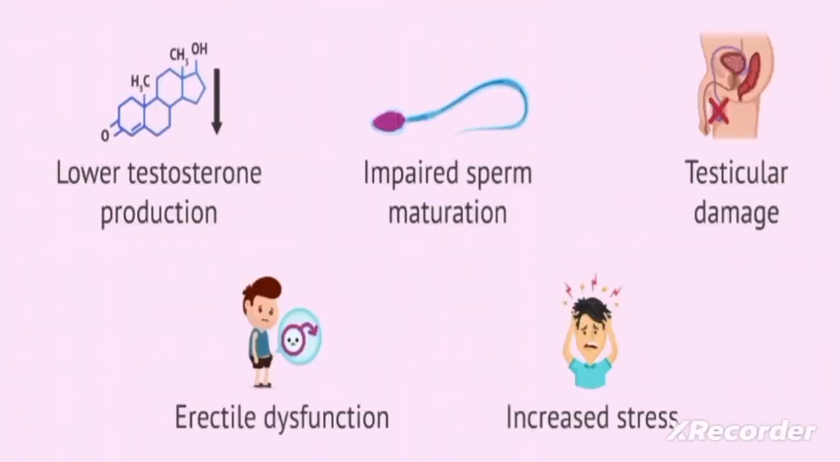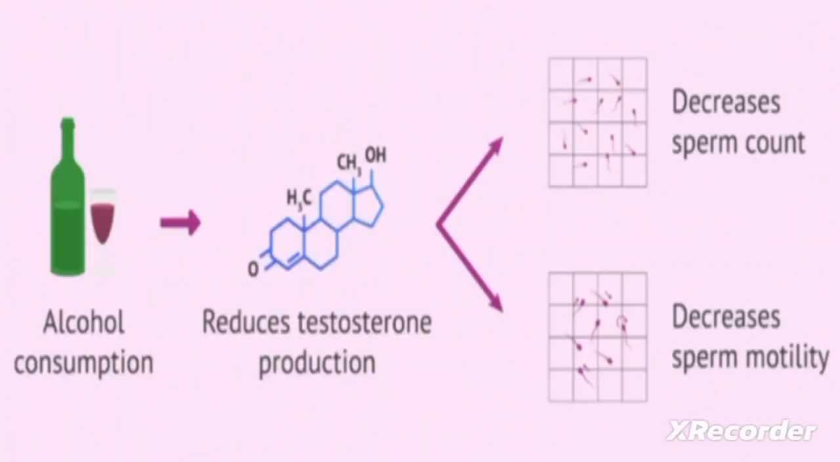Alcoholism may also lead to infertility. Alcoholism may lower testosterone production. It may also lead to impaired sperm maturation, testicular damage, and erectile dysfunction, and it may also increase stress. So we have seen that alcohol may lead to a low sperm count or decrease sperm motility.